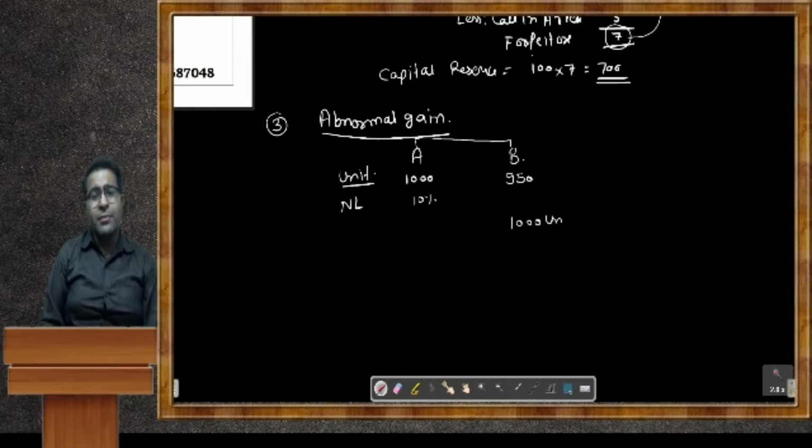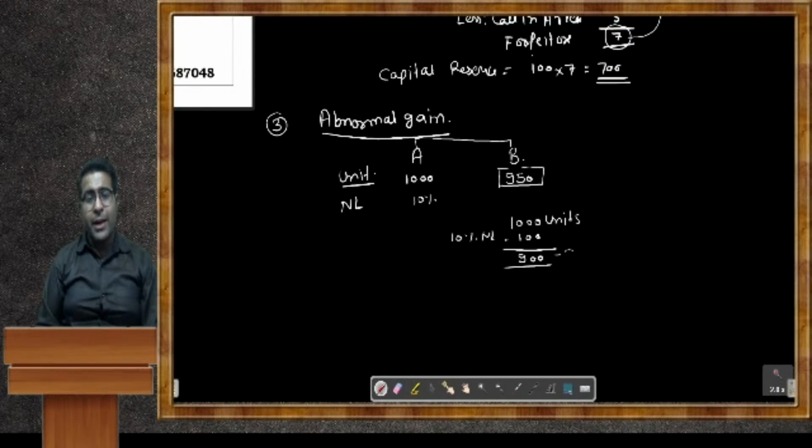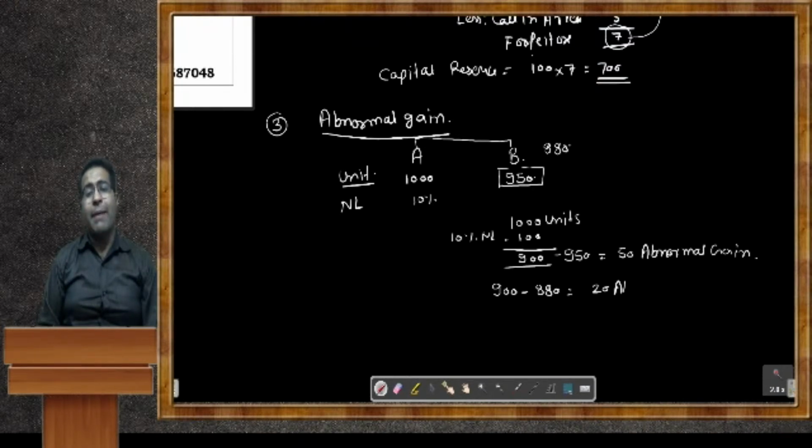1000 units are there, 10% normal loss means 100 units. So goods must be transferred 900, but here 950 are transferred. So from 950 we will deduct 900, and these 50 units are regarded as abnormal gain. One another thing, if only 880 are transferred, then from the 900 we will deduct 880, so 20 units are abnormal loss.